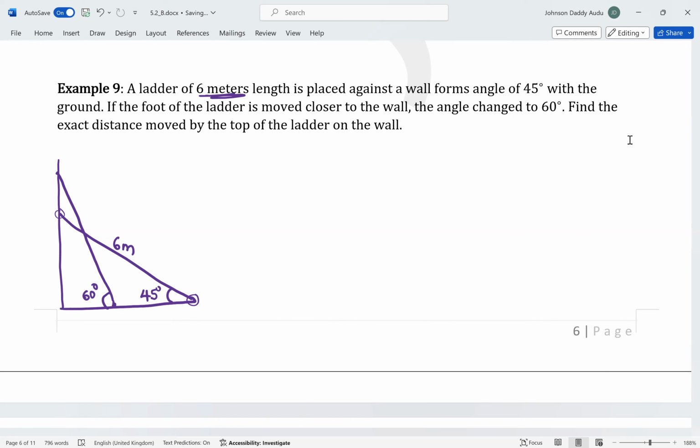Now, what are we interested in? The angle changed to 60 degrees. Find the exact distance moved by the top of the ladder on the wall. So this is what we are looking for, this distance here. By the time we shift the foot closer to the wall, the top of the ladder will shift up also. Let's call it H1 or H2. So let's call it H2. We are looking for this distance here.